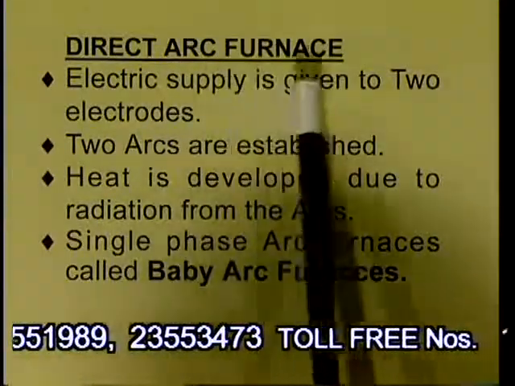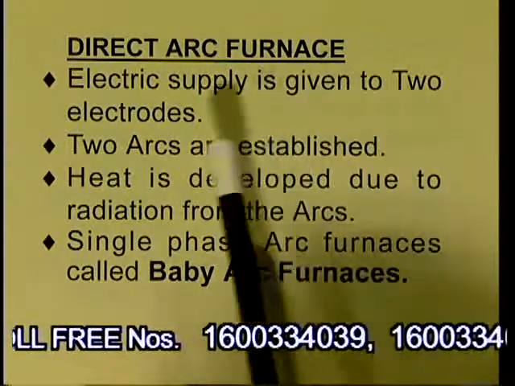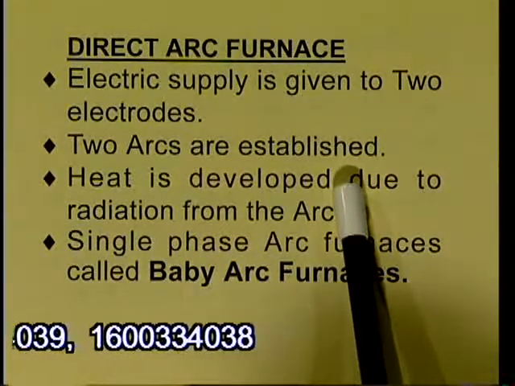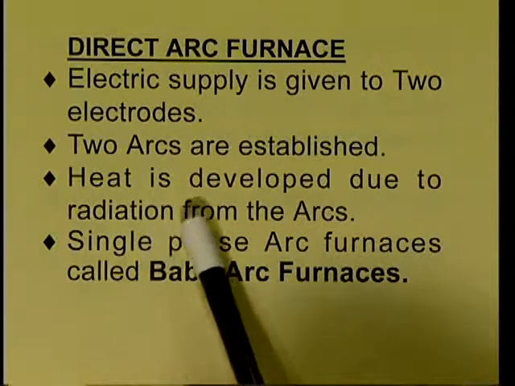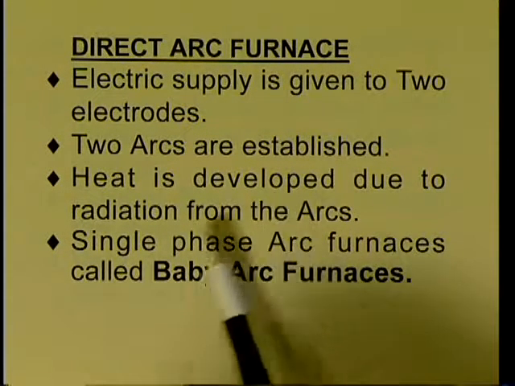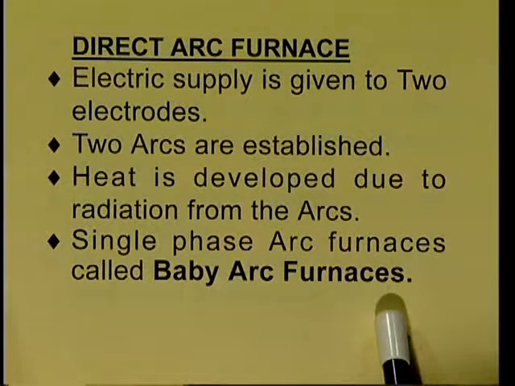So we have to see some more points on the direct arc furnace. In a direct arc furnace, electric supply is given to two electrodes. Two electrodes are there, therefore two arcs are established. Heat is developed due to radiation from the arcs. Single phase arc furnaces are called baby arc furnaces.